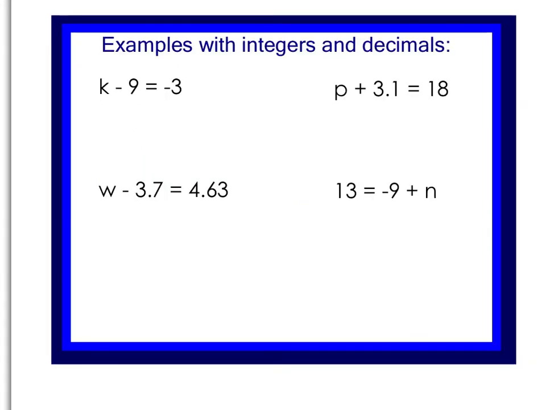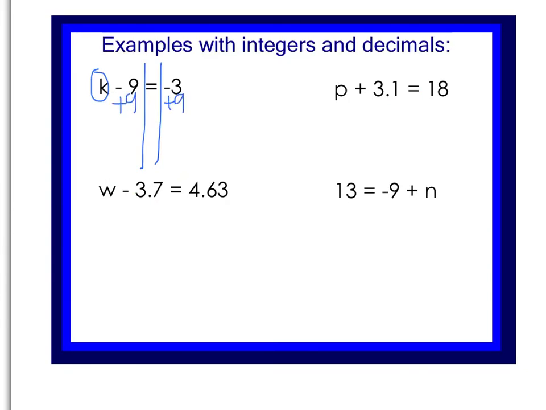So these are examples with integers and decimals. All right, so same process. I'm going to draw my train tracks. I'm going to look for my variable and say what's happening. I'm subtracting 9. I'm going to do the opposite and add 9.